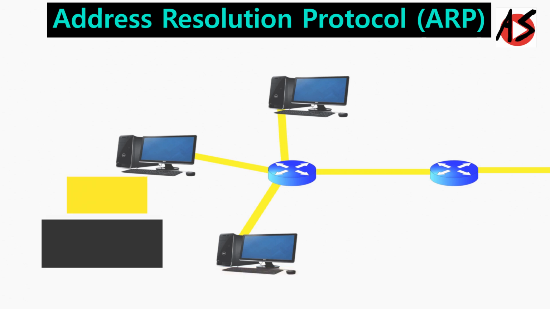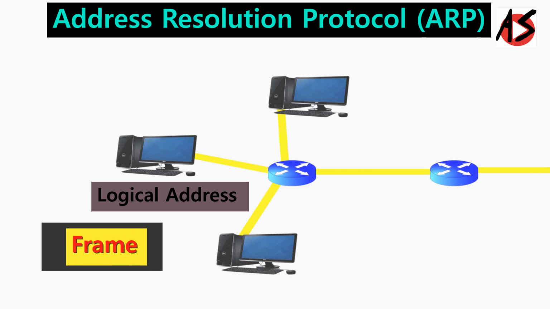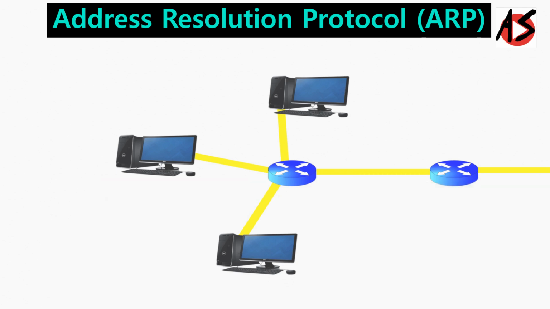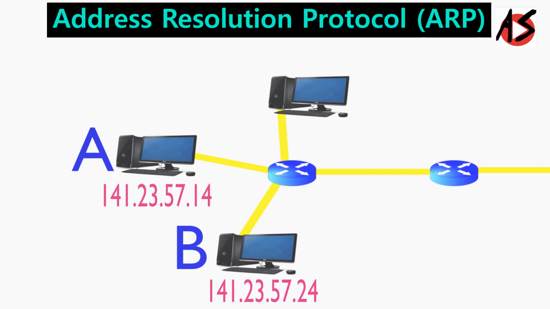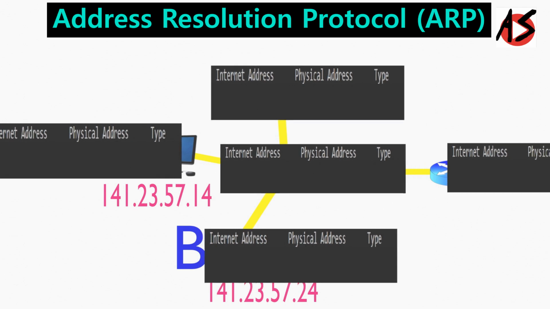But the IP datagram must be encapsulated in a frame to be able to pass through the physical network. This means that the sender needs the physical address of the receiver. ARP accepts a logical address from the IP protocol, maps the address to the corresponding physical address, and passes it to the data link layer. Suppose system A has a packet that needs to be delivered to another system B with IP address 141.23.57.24. Here you can see each system maintains an ARP table.